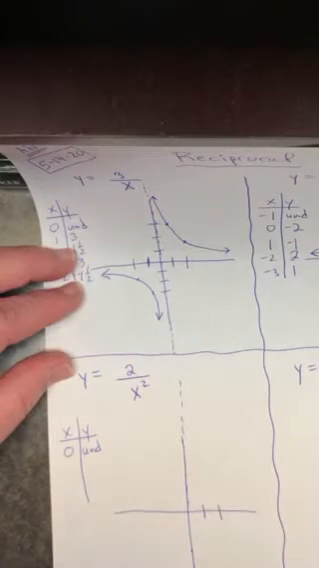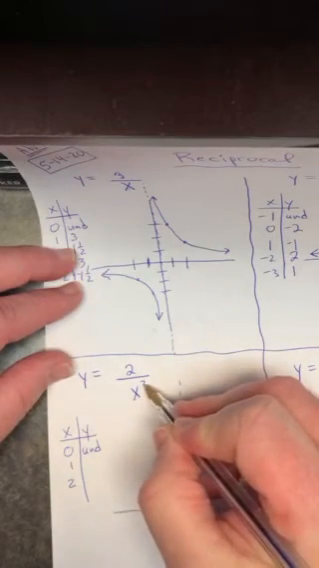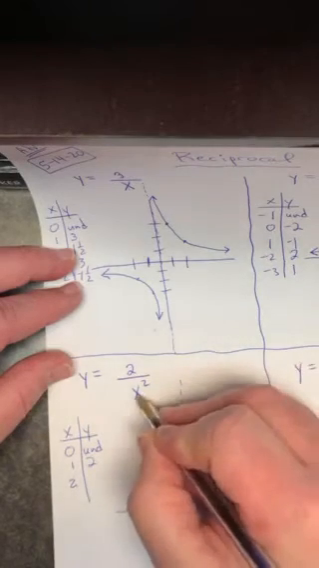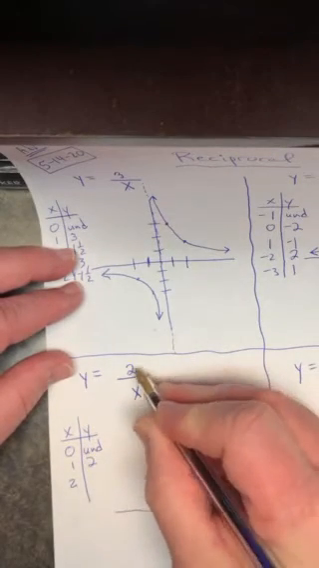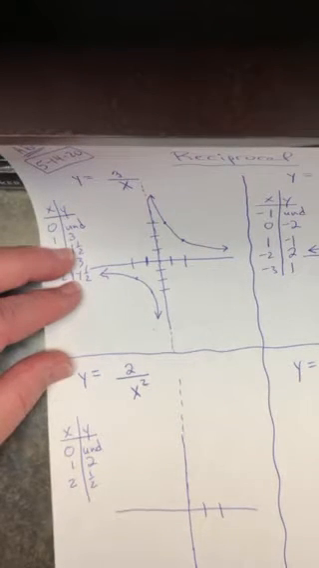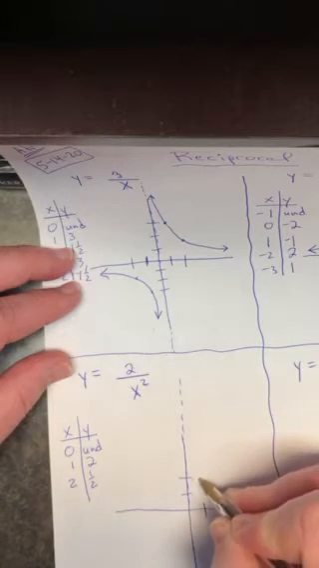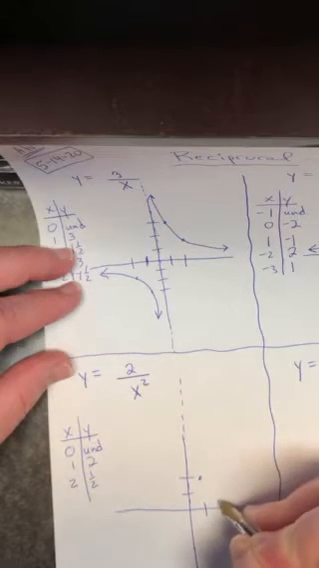Pick two numbers to the right. I'm going to pick 1 and 2. 1 squared, careful, is 1. 2 over 1 is 2. 2 squared is 4. 2 over 4 gives me a half. Agreed? Big deal. Easy math to do. So plotting my points, right 1 up 2, right 2 up a half.